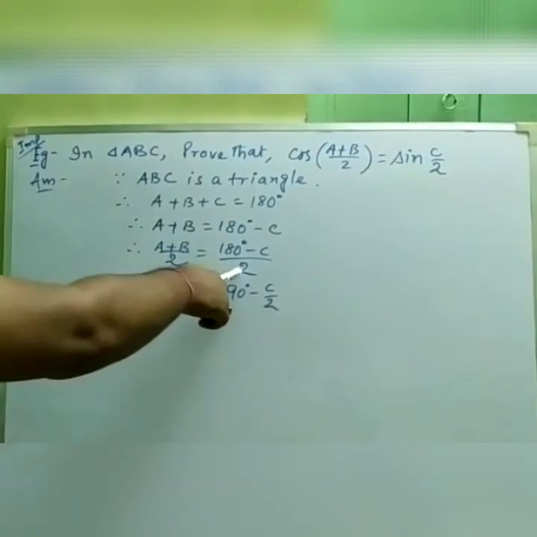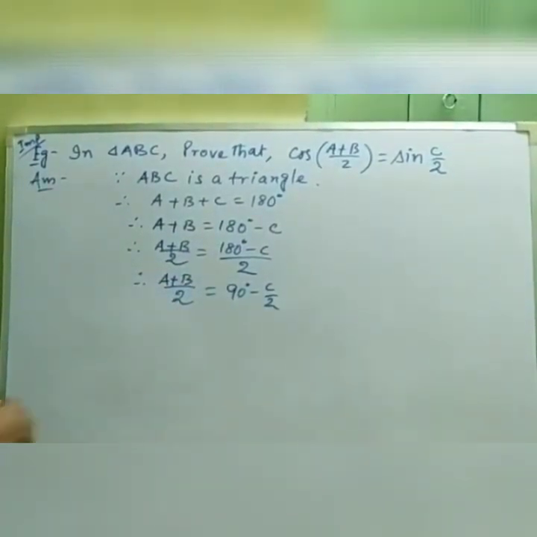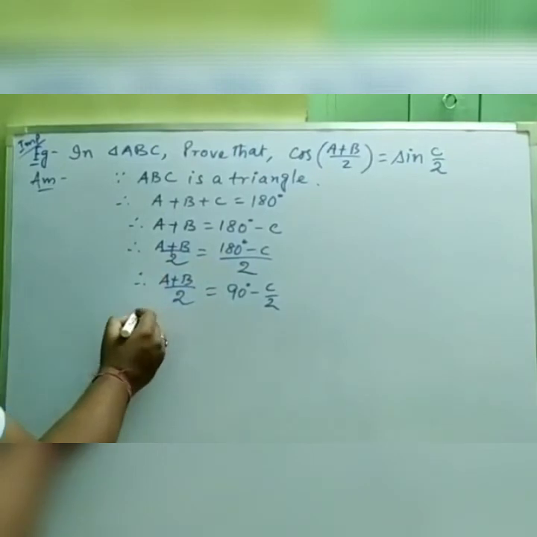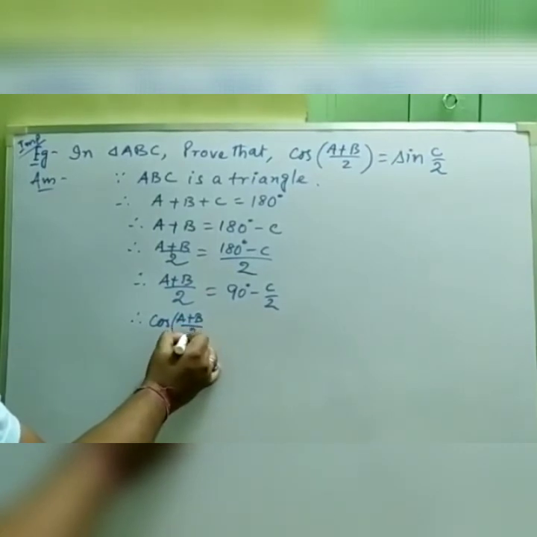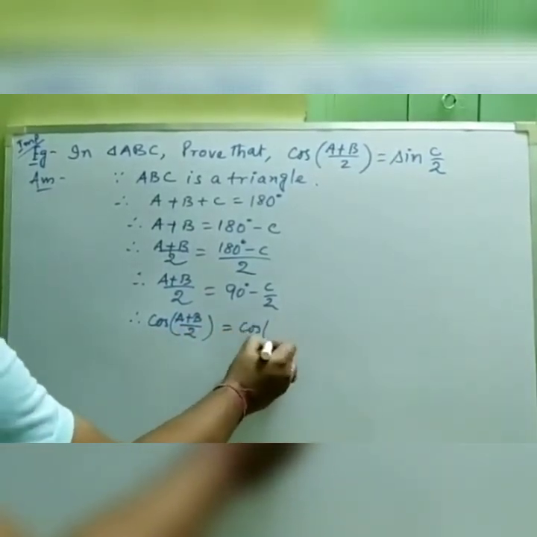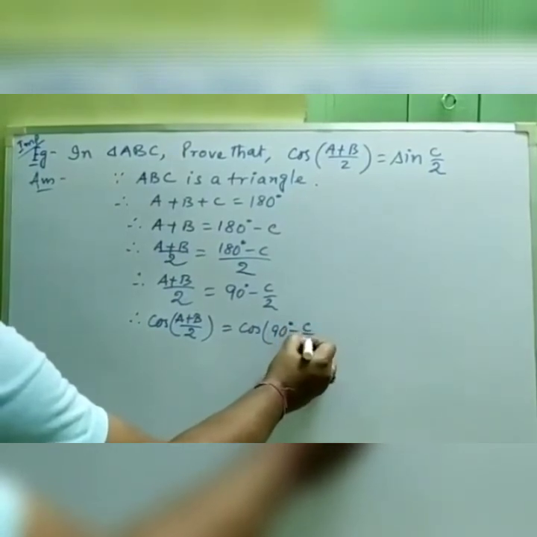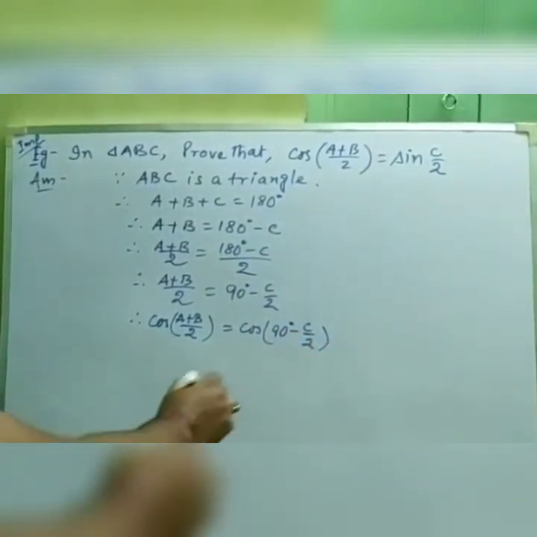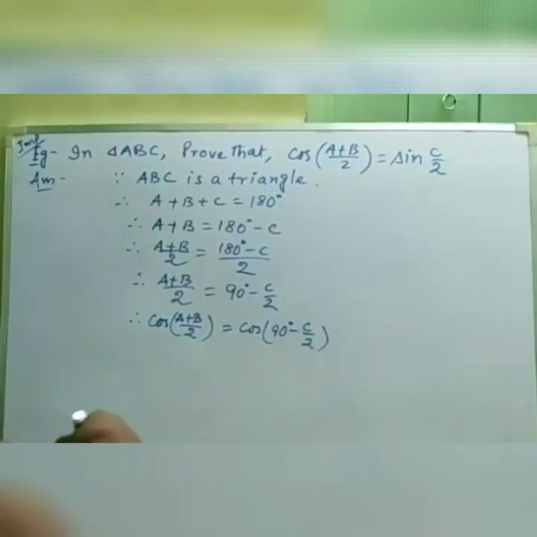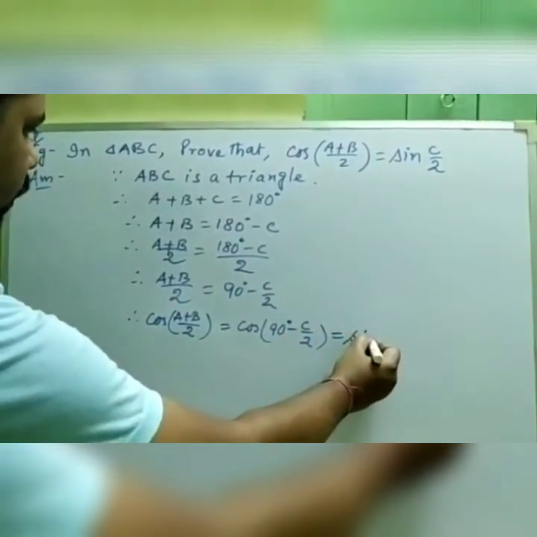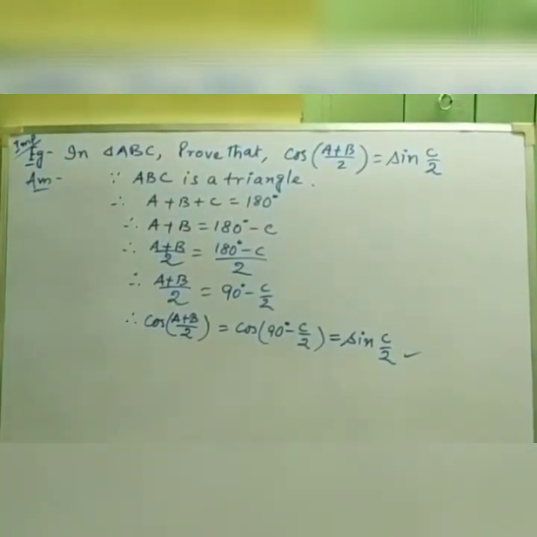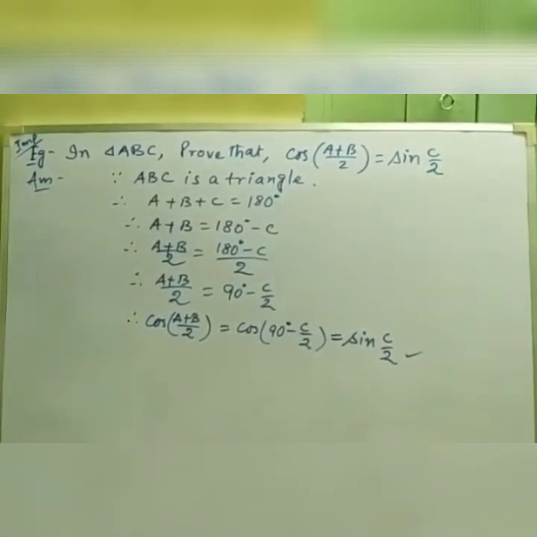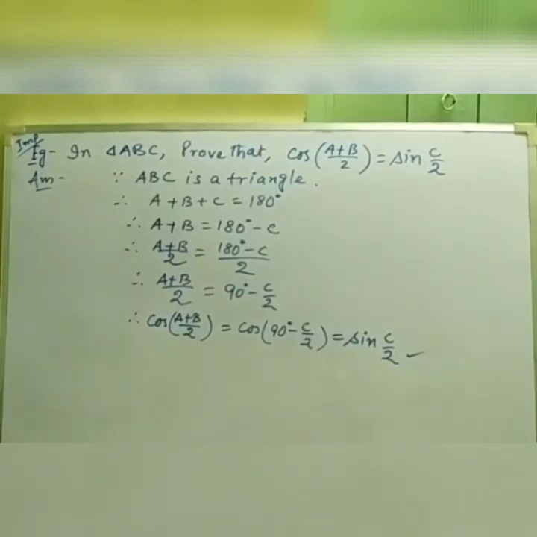Okay, 180 by 2 gives 90, and C by 2. Now we have cos, so taking cos on both sides, we get cos of A plus B by 2 equals cos of 90 degrees minus C by 2, and we know cos 90 degrees minus theta gives sin theta, so it will give sin C by 2, and hence we got the proof. So this is one of the important sums, and this type of question you will get in various books, and one of the most important sums that we have solved.